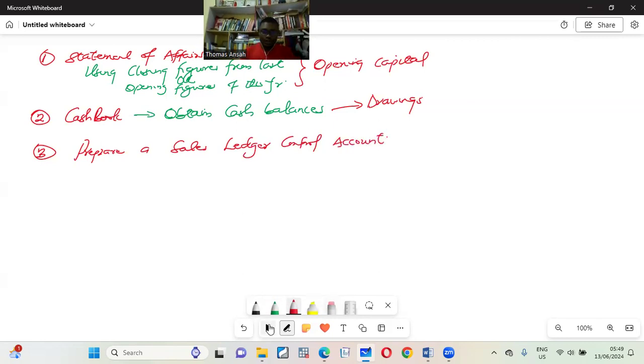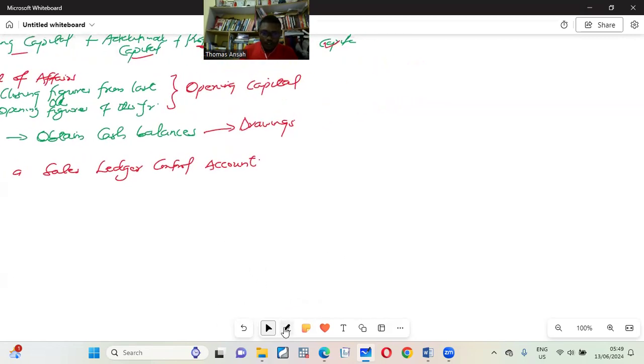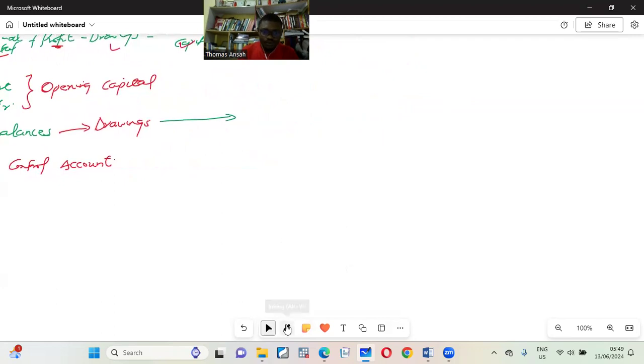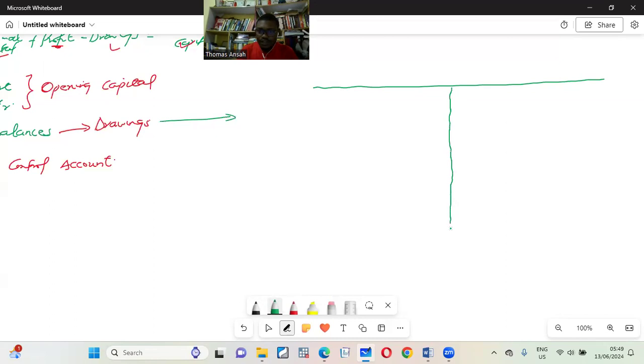All right. Now, this is how you prepare a sales ledger control account. But before then, let's have an idea how we prepare our cash book. So cash book is simple. You open it like this. Most of the time, these sound like a two-column cash book because of cash and bank. All right, so prepare your cash book nicely.